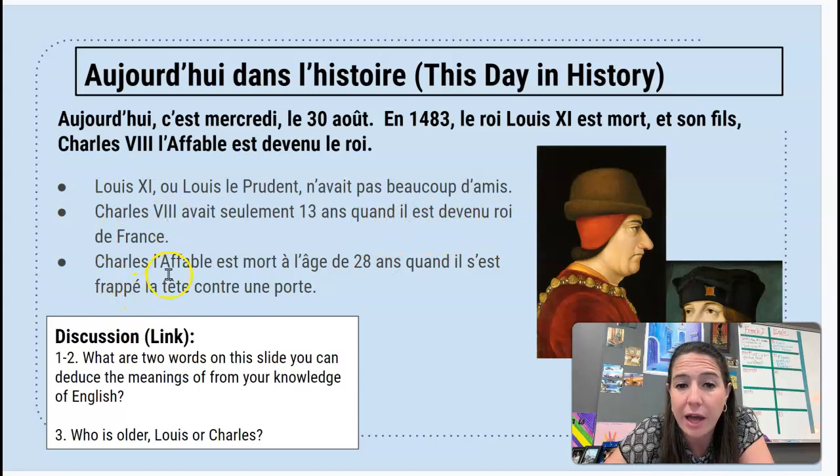Charles Lafable est mort à l'âge de 28 ans. So Charles, he was king at 13 years old, but il est mort, he also died, à l'âge de 28 ans. So how old was he? Only 28, so he was not king for a very long time.